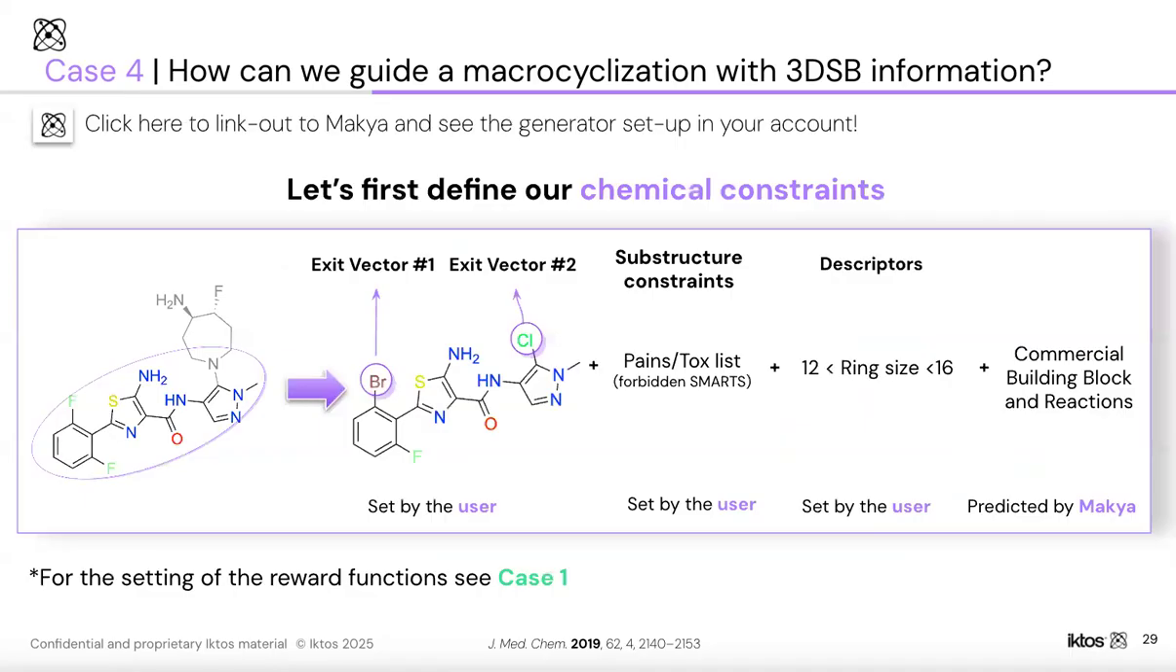Now, just like in previous cases, we define our chemical constraint, but this time with macrocycle-specific logic. We choose two exit vectors, typically located at positions we want to connect from the ring. These are set manually based on retrosynthesis or spatial proximity in the 3D structures. Then we apply standard medicinal chemistry filters, for example, PAINS and Tox lists and a limit on molecular weight, but with an additional constraint. The ring size must fall between 12 and 16 atoms to balance flexibility and synthetic tractability.